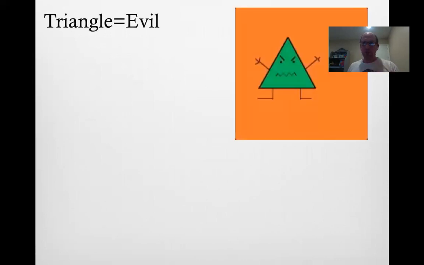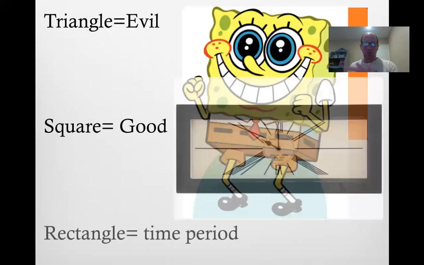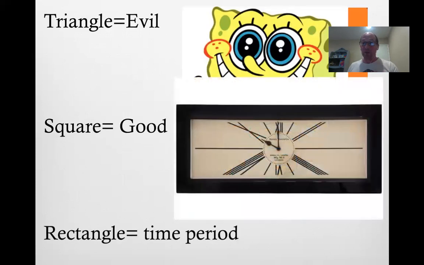So what's happening? Just a simple version. Triangles, evil. Squares, good. Rectangles are time periods. Now, let's fit this a bit more into the biblical language itself.